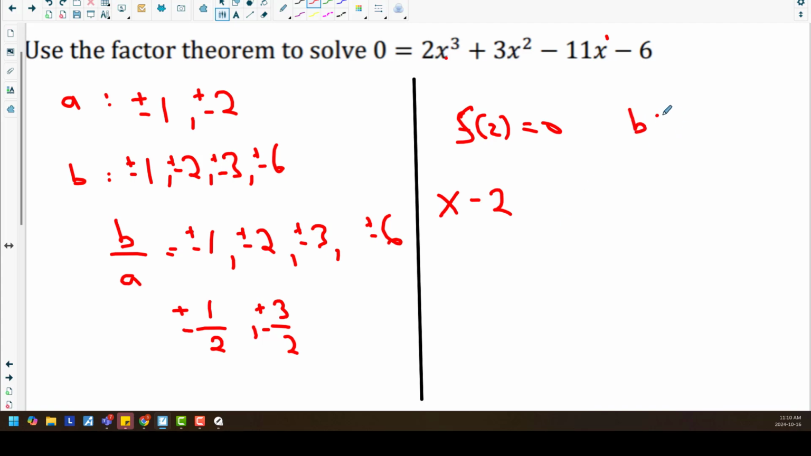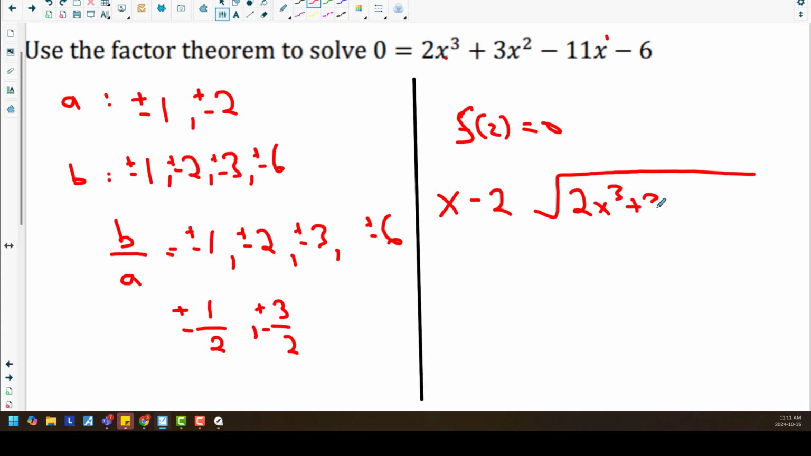Remember, the b value that gave us a factor of 0 is 2, and x minus b is my binomial that I'm going to divide by. So that's why it's x minus 2 and not x plus 2. Even though the value you substituted into the equation was positive 2, the actual binomial is x minus 2. So be careful with that. Don't forget that. And now we're going to do long division or synthetic division.